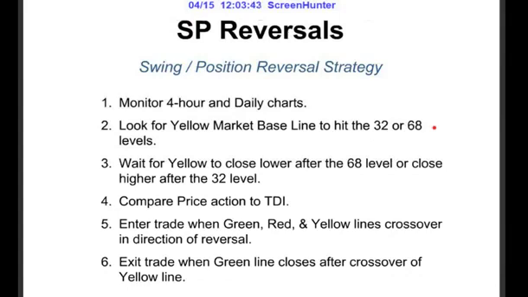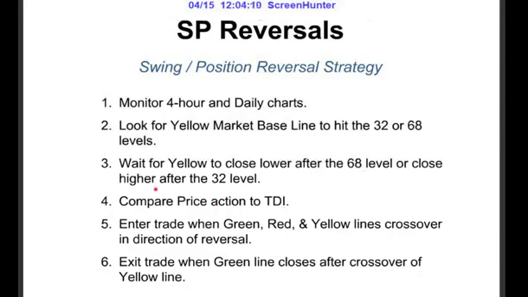We wait for the yellow to close after hitting the level. So what we're looking for is for the yellow line to start turning over. So let's say in this case it closes lower after hitting the 68. So it's gone up to 68, maybe it went to 70, 75, but it starts to turn over. It starts to roll over and down from the 68, okay? Or it starts to turn higher up from the 32.